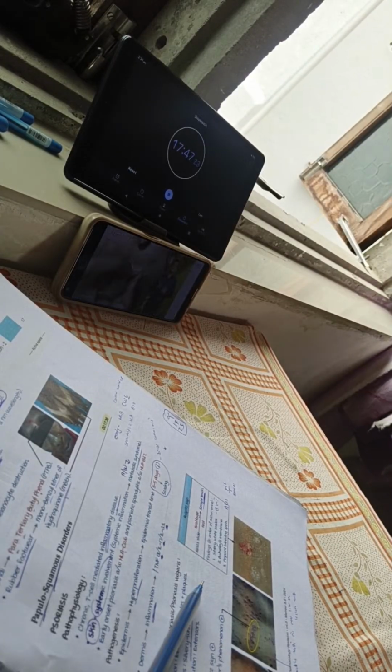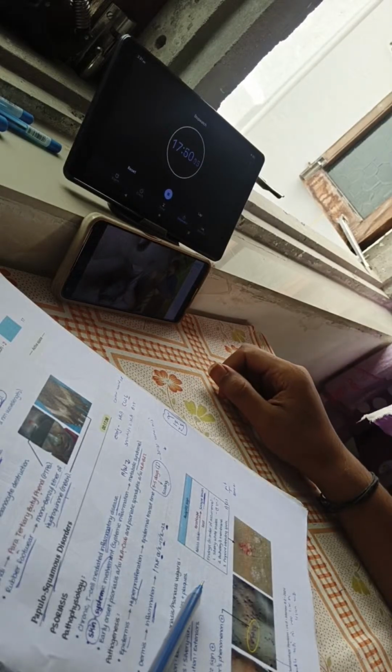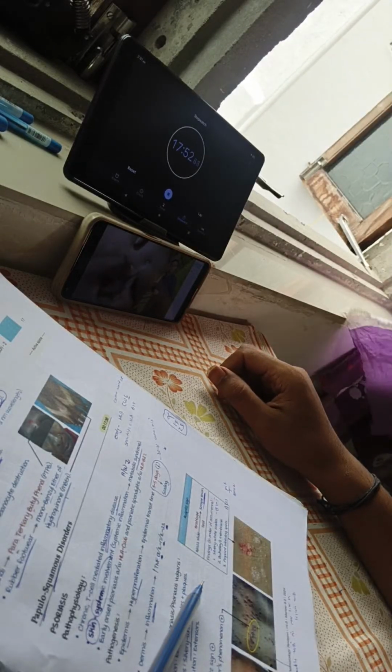Let us now look at the clinical demonstration of Auspitz sign. What we are doing in Auspitz sign is taking a glass slide and scraping the lesion.